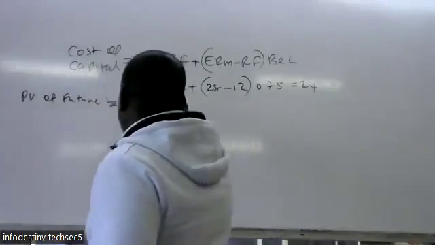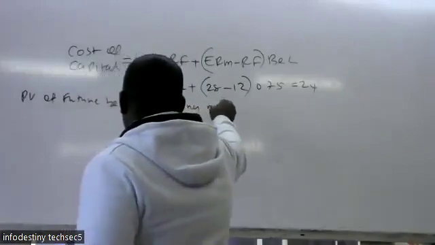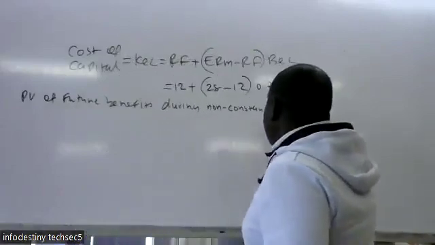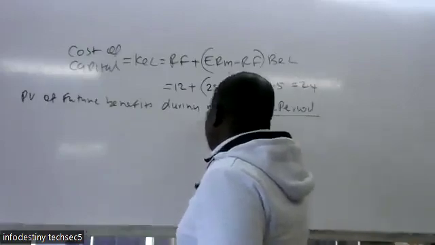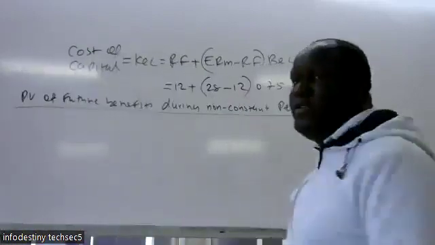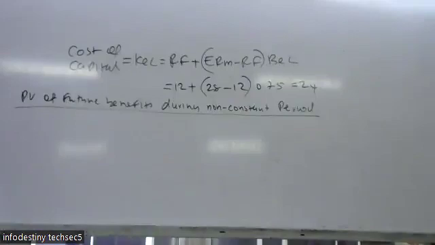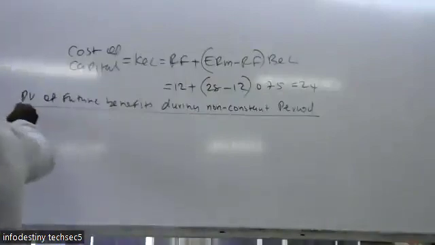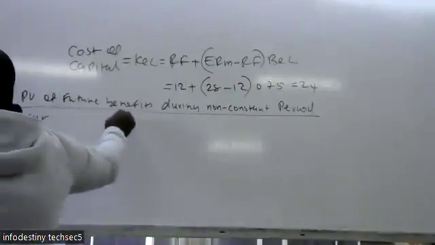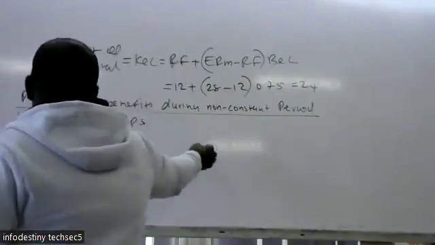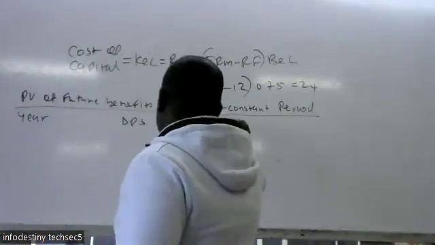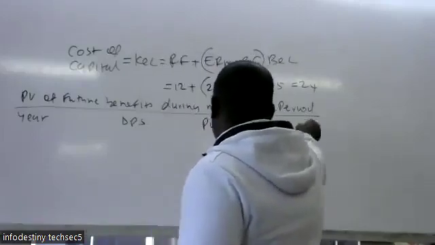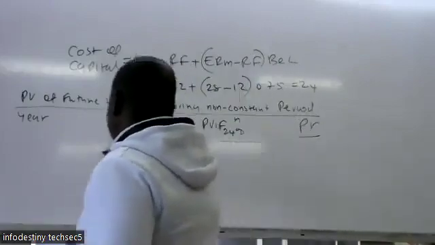So we want the present value of the future benefits during the non-constant period. So we shall be having the year, dividend per share, and present value interest factor. The cost of capital is 24% for each year to get the present value.